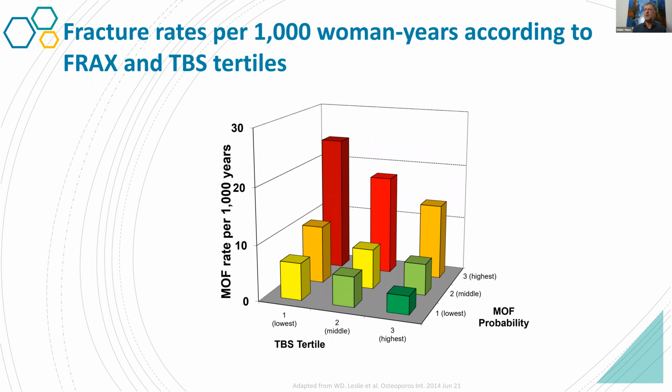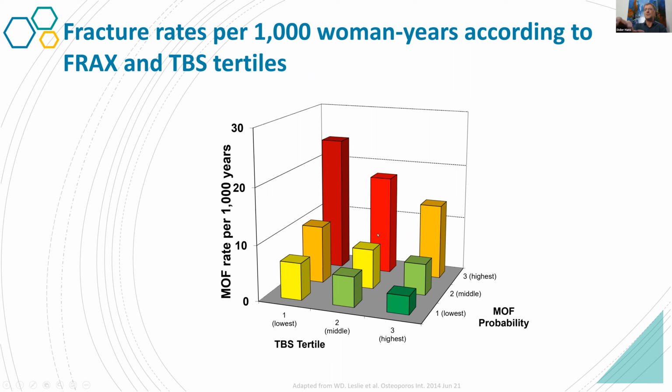So when we talk about BMD and TBS, people always come to FRAX. Of course, we have a FRAX combining clinical risk factors and BMD. Whether or not TBS can add to that was a big question a couple of years ago. And actually, the answer is also yes.